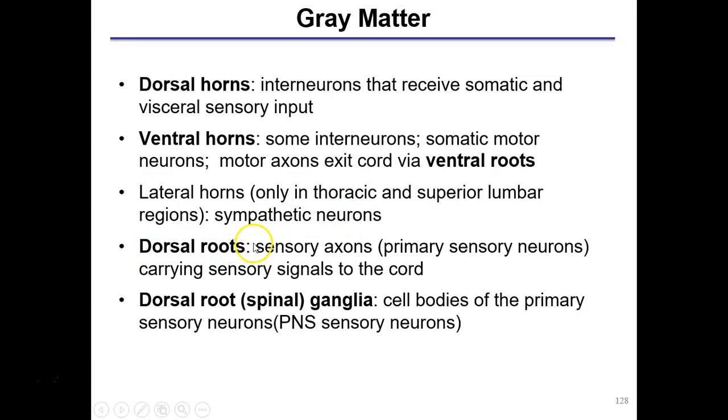The dorsal root contains the sensory axons of the primary sensory neurons, i.e. the ones that are coming from receptors outside the central nervous system, carrying the signals into the spinal cord. And what we call the dorsal root or spinal ganglia are the cell bodies of the primary sensory neurons, which again are considered as being outside the CNS.